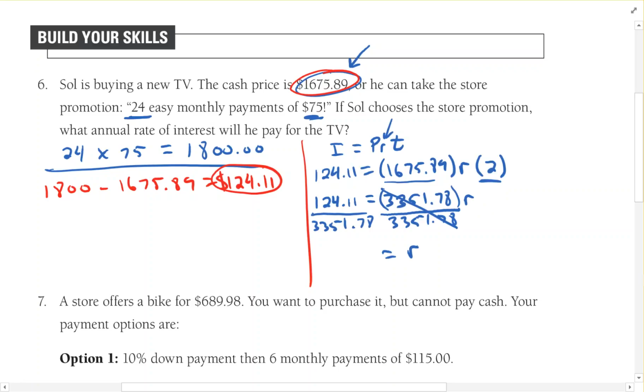And we end up with an answer for R of 0.0370. So in the end, writing that as a decimal or as a percentage, that would end up being 3.7%.